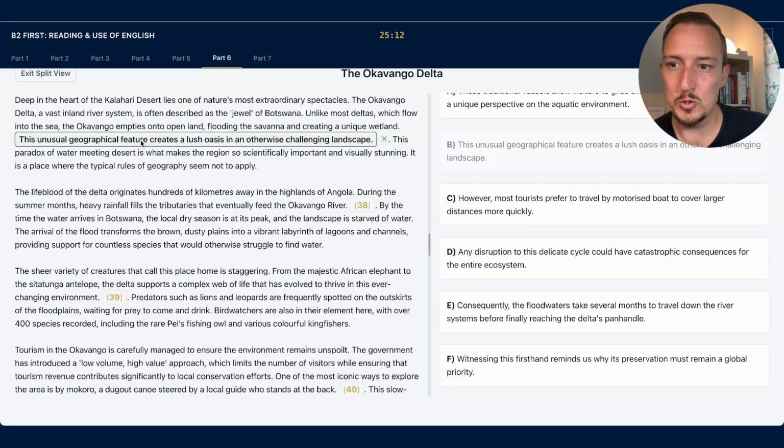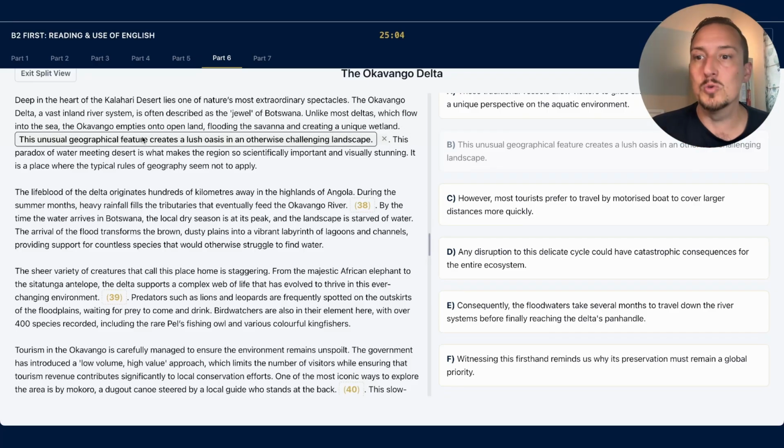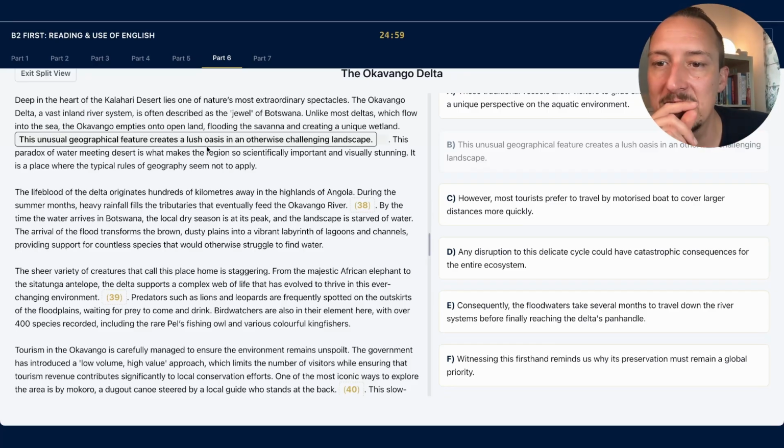So this unusual geographical feature, this is what I'm thinking is the relation. This is why I'm thinking it's this one, because it's a unique wetland, and a unique wetland is an unusual geographical feature. Unusual, it's unique, so it's not common. Creates a lush oasis in an otherwise challenging landscape. So yeah, scientifically important. Okay, so this paradox of water meeting deserts. It sort of talks about this idea of this unique wetland, water and desert in the previous two sentences. So I think it's that.